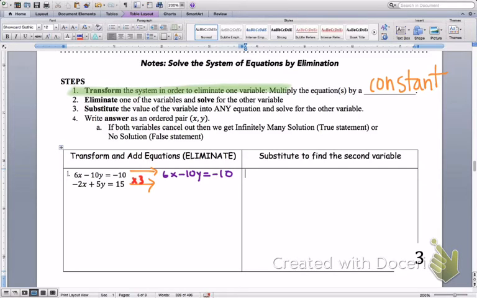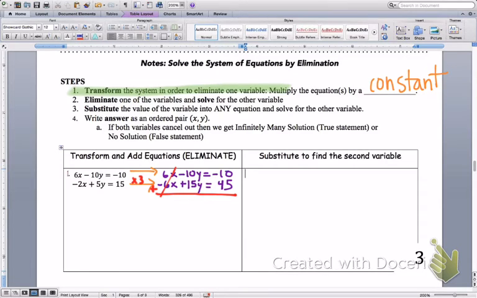So negative 2 times 3 will be negative 6x. This is what's going to eliminate next. Negative 3 times 5 will give me 15. And 3 times 15 will give me 45. So I just took my second equation and I multiplied it by 3. Now I'm going to use my addition method because now these guys will eliminate. So these guys now eliminate.